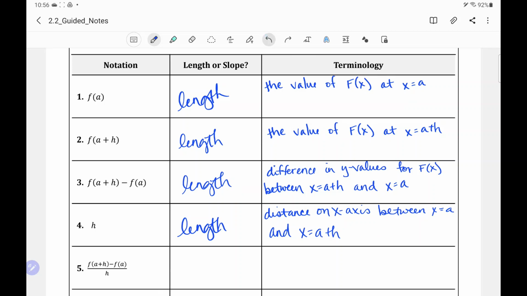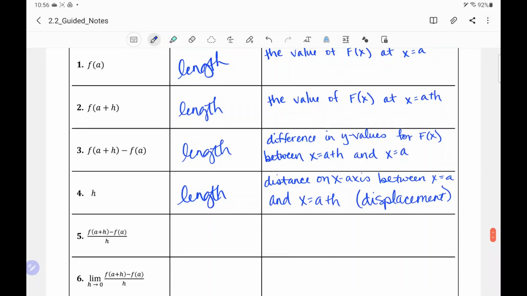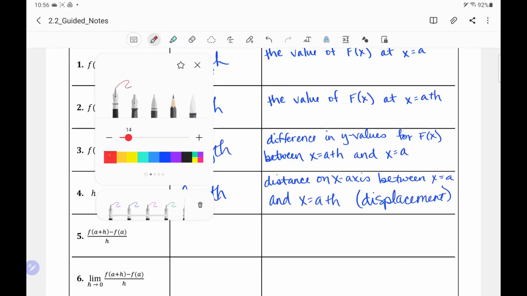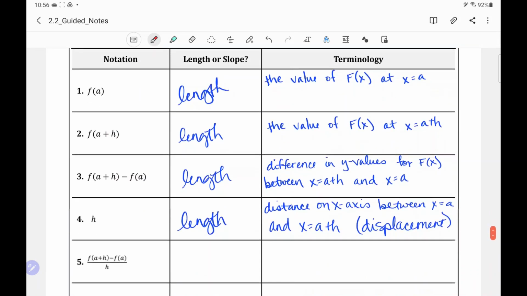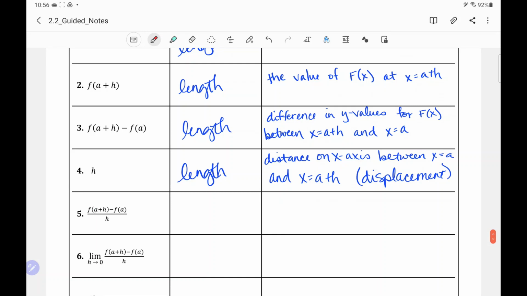There is a word, I think, that we would use more in science. This is called the displacement. The change on the x value can be called the displacement. Look at number 5. Suddenly, we finally have something that looks different, right? I'm going to use a red pen because up here it said a red pencil or pen, whatever you want to call it. Number 5, f of a plus h minus f of a over h.